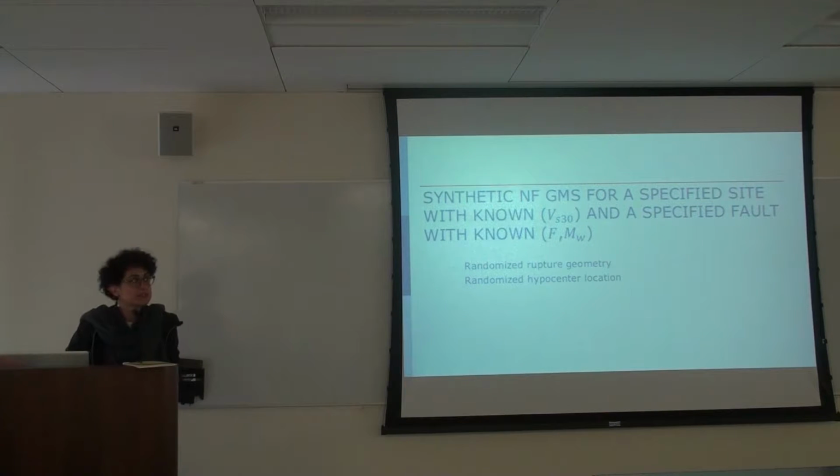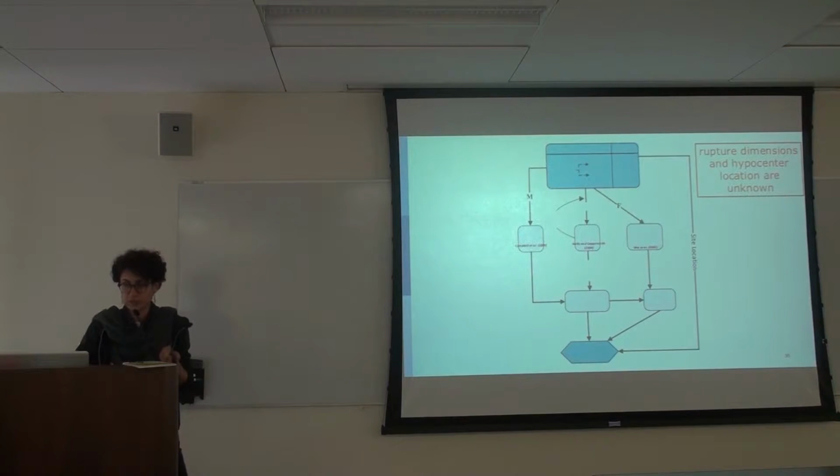Now, if we want to generate synthetic ground motions for a specified site with known VS30 and a specified fault with known type of faulting and magnitude, we're going to randomize the rupture geometry and the hypocenter location, because these are unknown to start with.